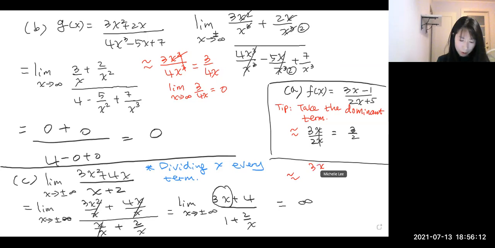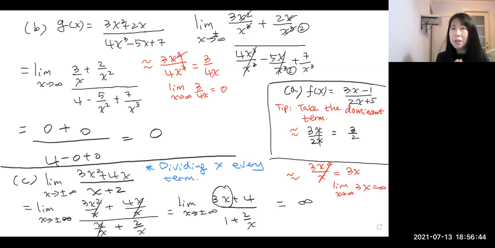We get 3x squared over x. Then we get 3x, right? So we have a limit. Then what do you get for this one? Infinity. Infinity, right? Okay.